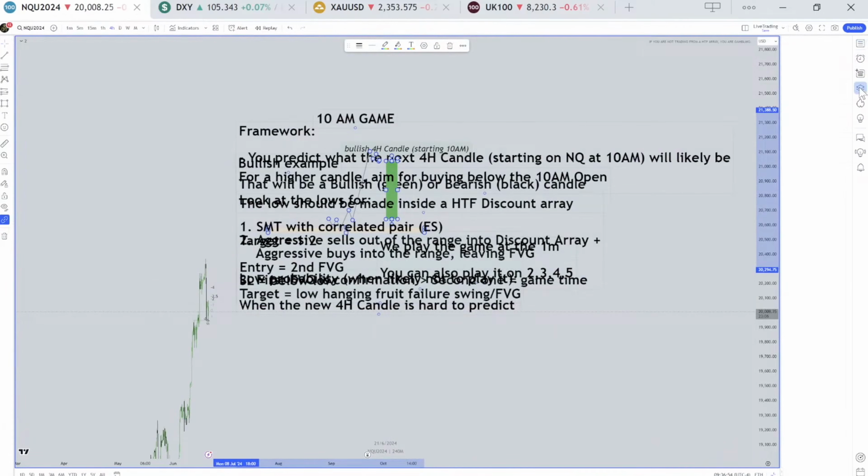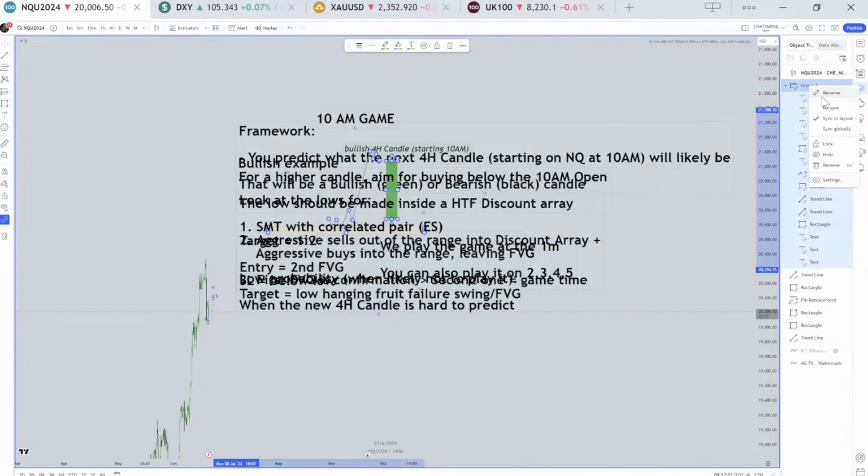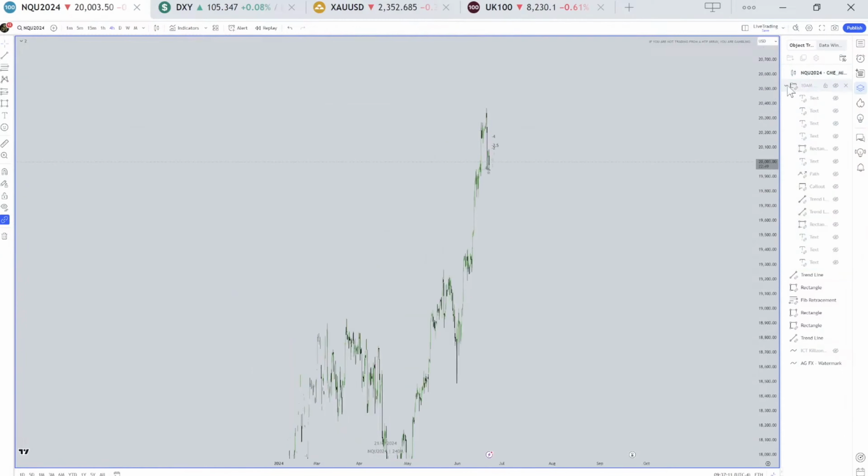Like you go here, you can make a new folder. I call that 10 a.m. game. Some people rename 10 a.m. Okay. And then all the things I just selected are here. It's all here in the folder, 10 a.m. game. It's here on the object tree. And I did this on the 4 hours.